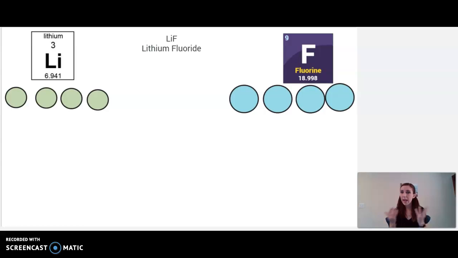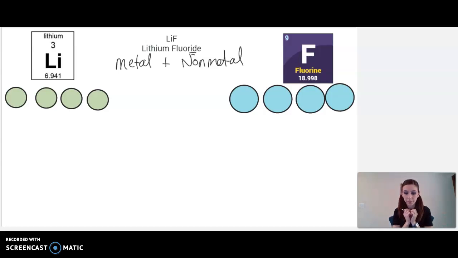So what we're going to look at is how to make an ionic compound. So what we're going to start with is ionic compounds, again, are a metal and a nonmetal. And we'll get into the name of it towards the end of the presentation today with the "ide" at the end. So we're going to look at lithium and fluorine and getting them together to make an ionic compound.